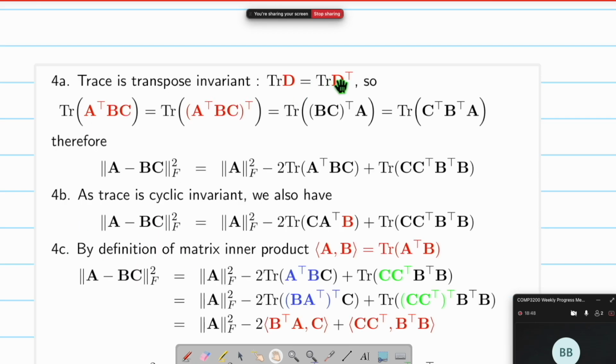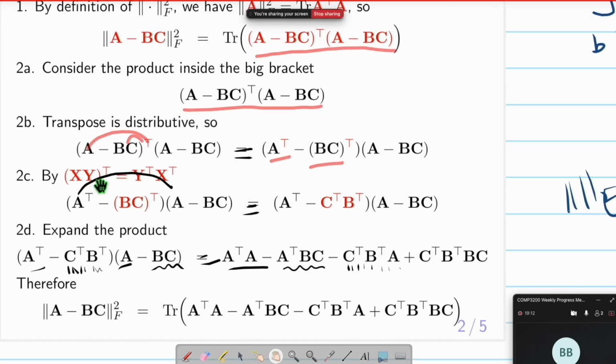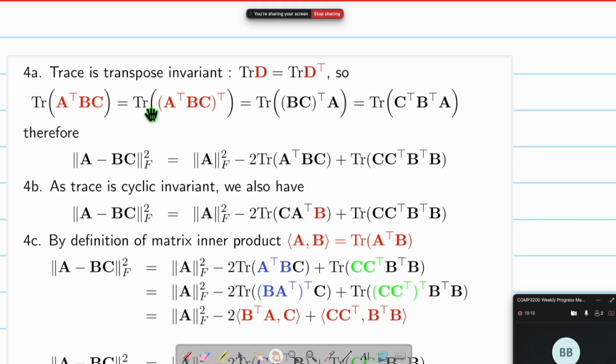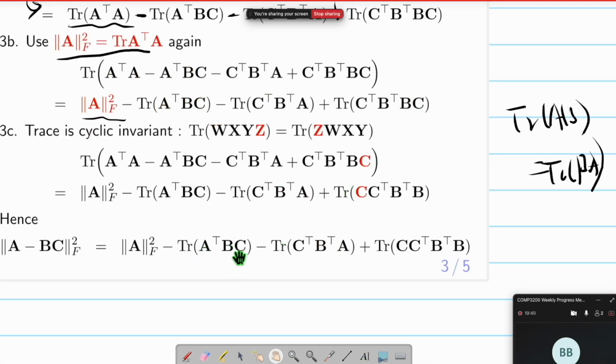The trace of D is the trace of D transpose, because under transpose the diagonal doesn't change, right? Only the off-diagonal changes. So this thing is the same. I put a transpose on the whole stuff. Then by this, (XY) transpose is Y transpose X transpose. Now I have what? My X is this thing. My Y is BC. So I do the same stuff here. I get this. And then I reuse (XY) transpose again, and I get this. So A transpose BC gives me this, and I have this term and this term.